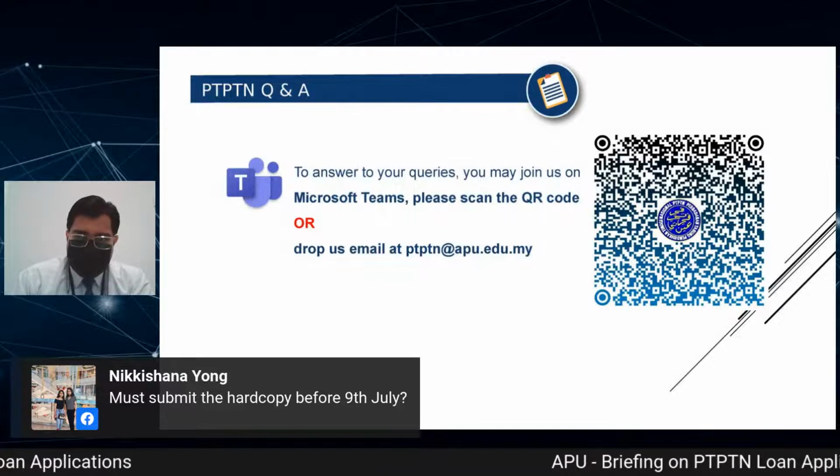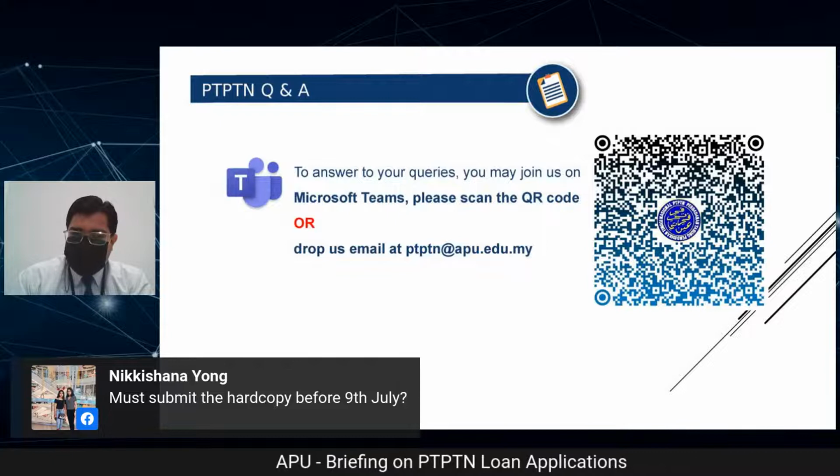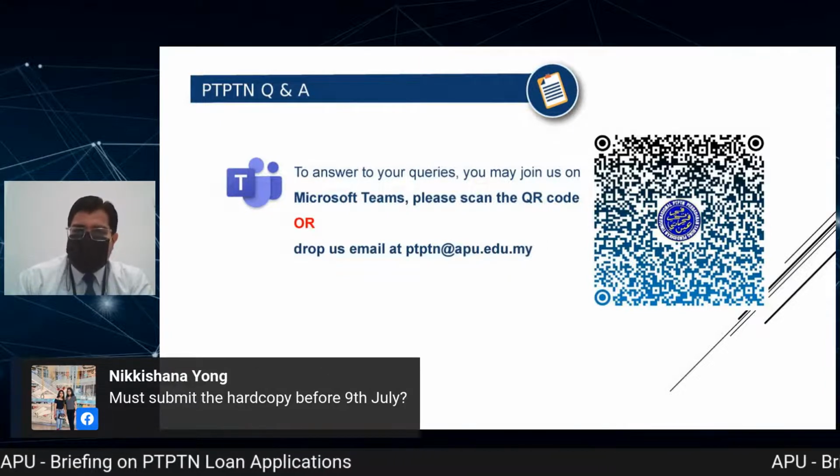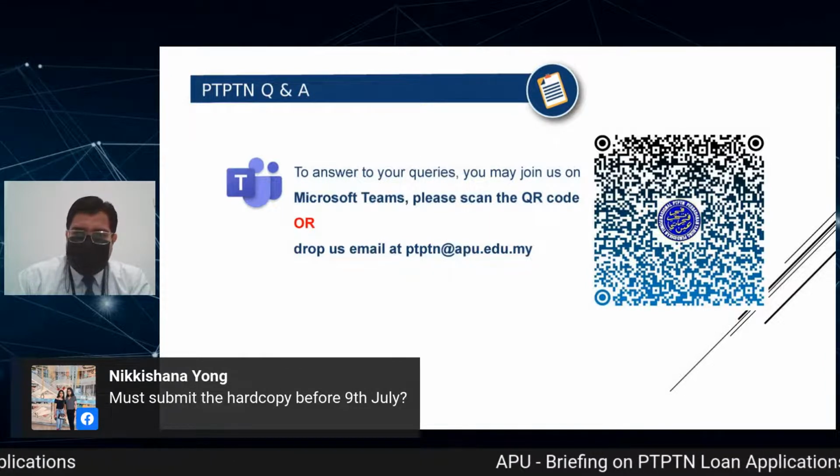As soon as you have downloaded the loan agreement, you will see the agreement date on top of the first page. Within 14 days, you need to ensure you submit it to APU or to any nearest PTPTN office.